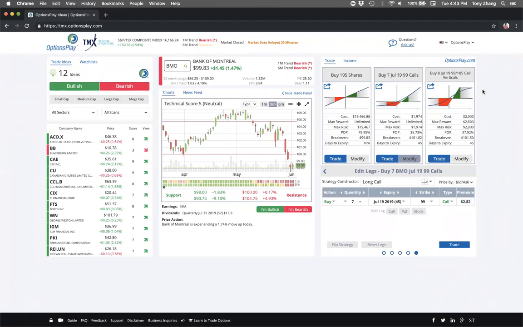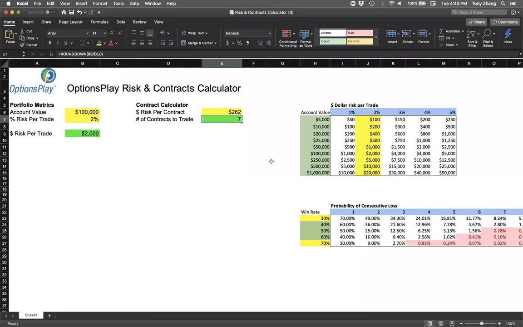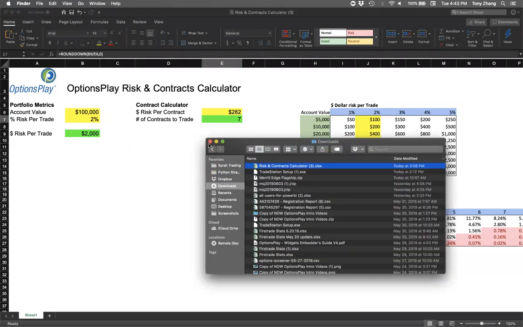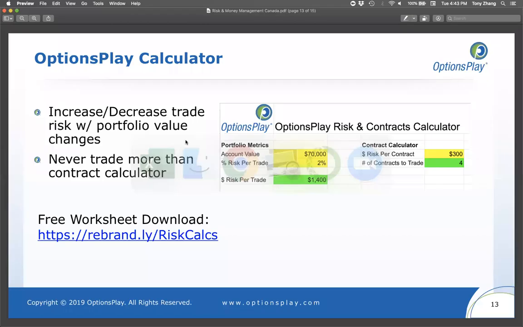So you can utilize this tool in many ways to make sure that you are able to stick with these specific rules, because it's so important to prevent your account blowups by risking only a small dollar amount in your trade. And the best way to do so is using the calculator, either on your OptionsPlay tool, or for those of you that want to download this spreadsheet, I'll put this link in the chat window that allows you to download the spreadsheet that I just showed you.